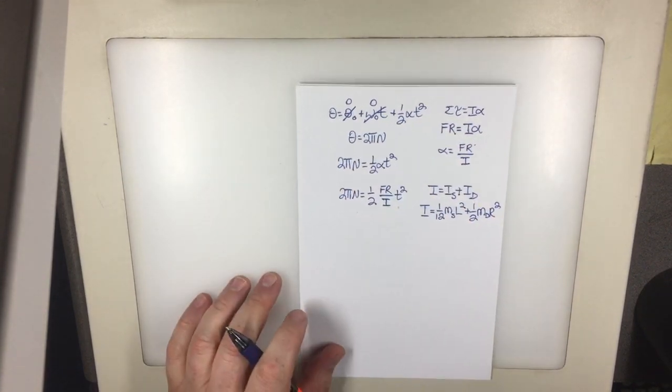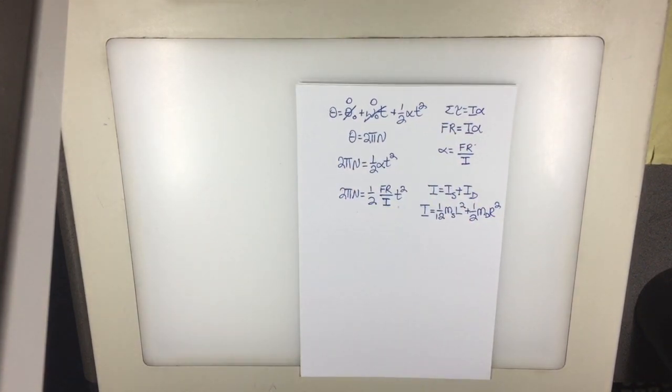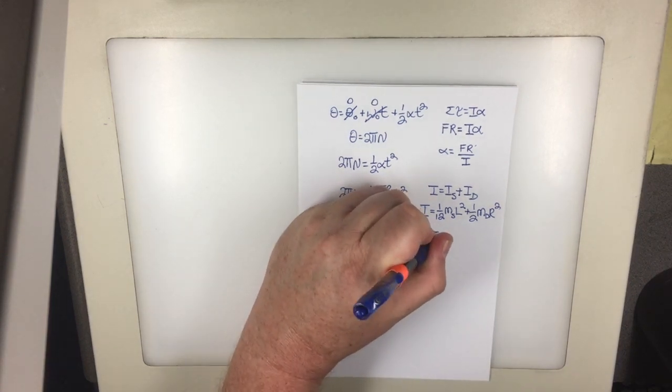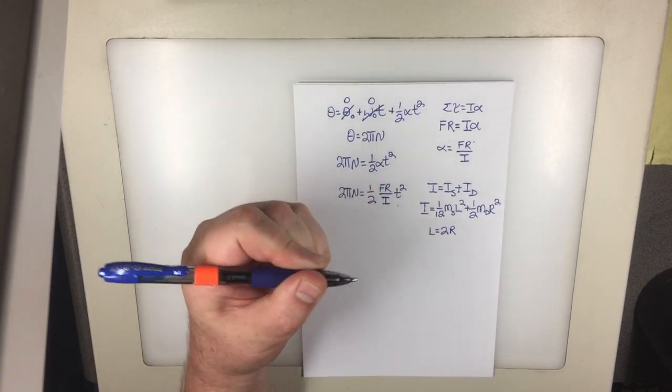And answer, yes, you will be given the basic moments of inertia, stick, point, and disc. That's all we're going to play with in the test. So know stick, point, and disc, and know how to use the parallel axis theorem on the stick and the disc. In this case, L is 2R.